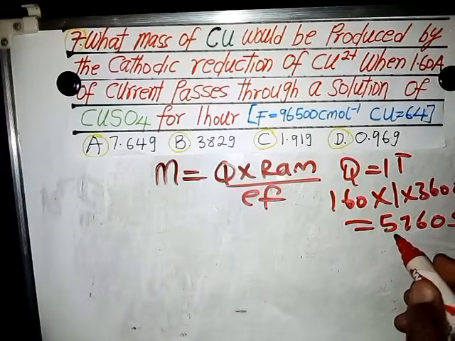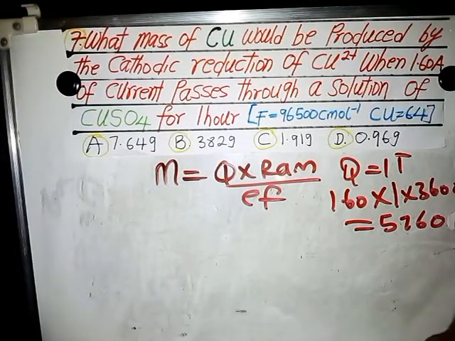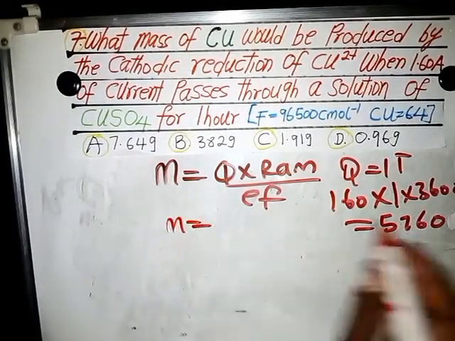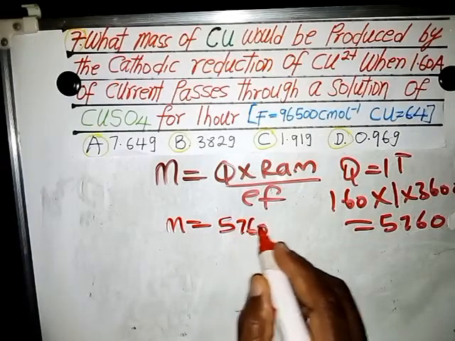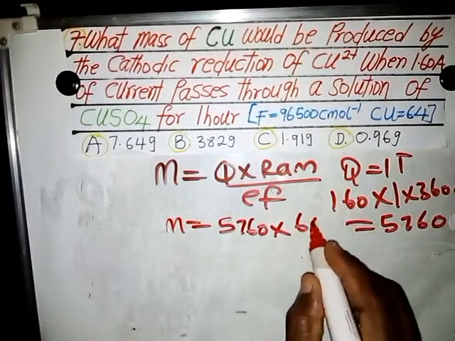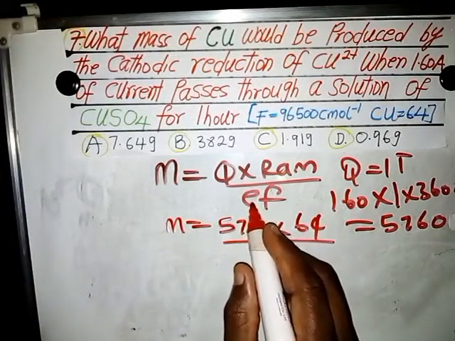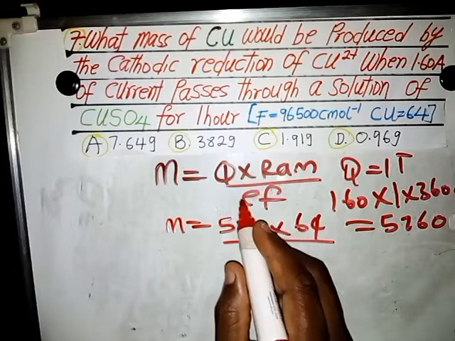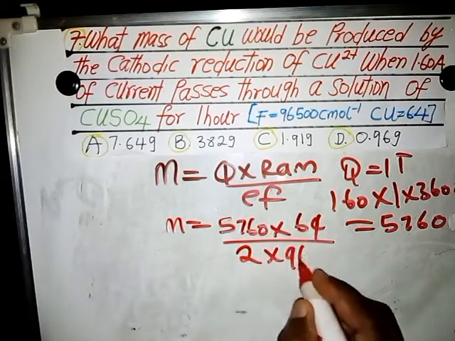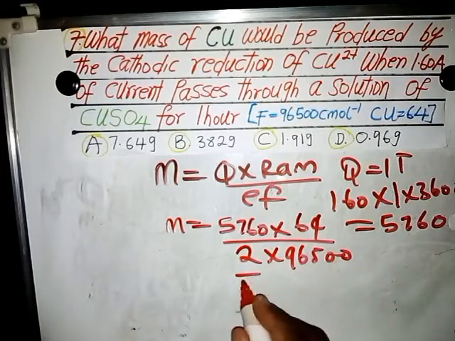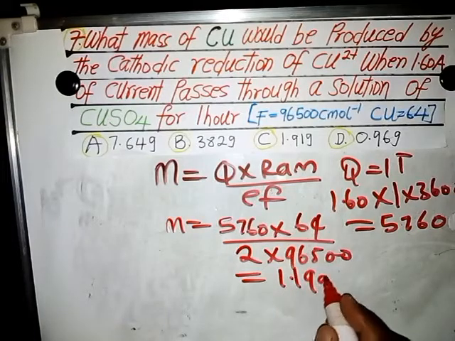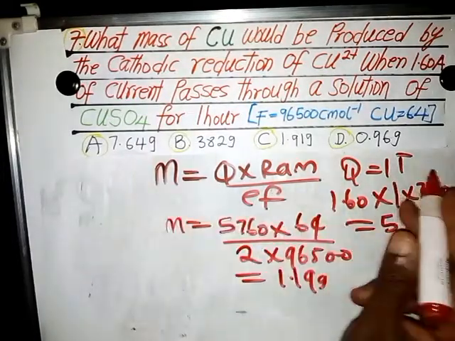This is the quantity of electricity you're going to use. Put it here so that you can calculate your mass. So I'm going to put 5760 times the relative atomic mass of copper, 64, over E. The oxidation state of copper is 2, so 2 times 96500. So you should get 1.19 gram. The answer is C.